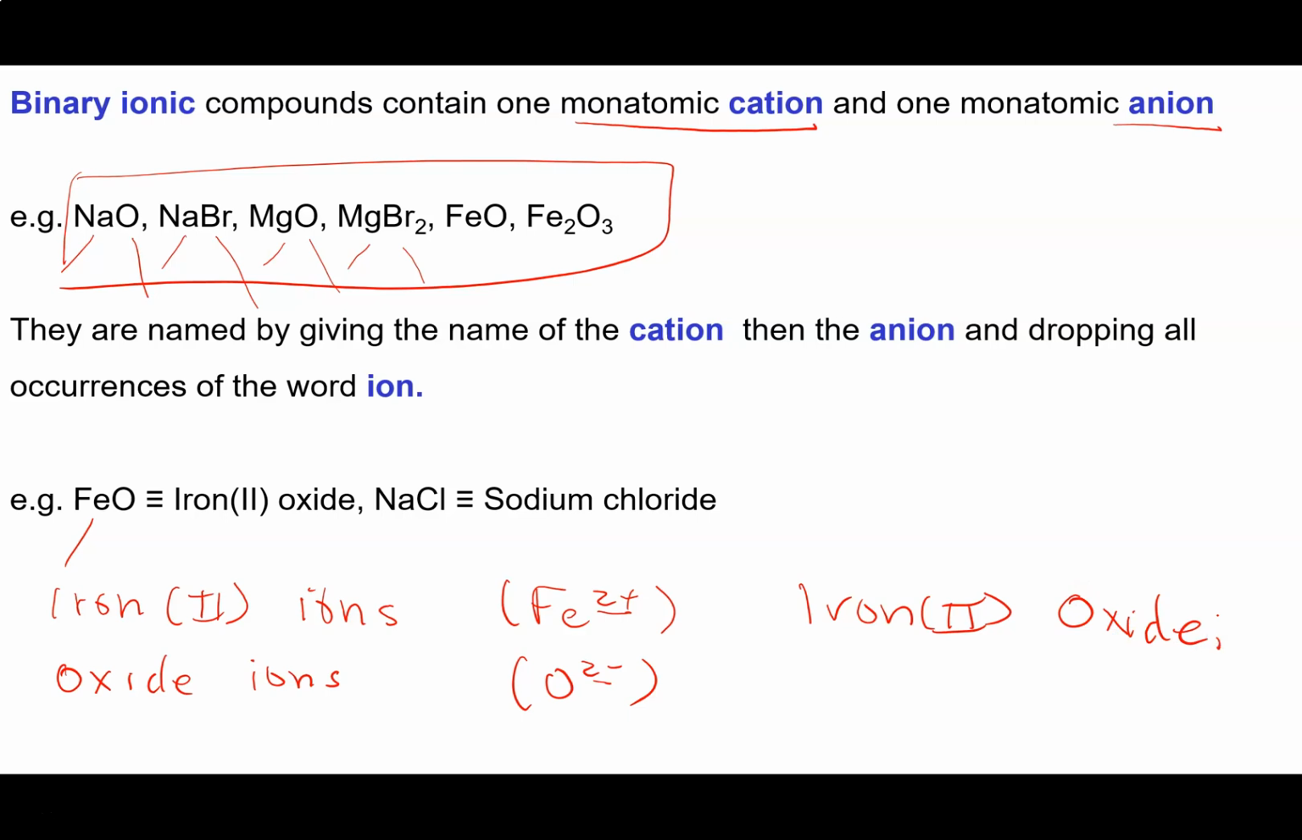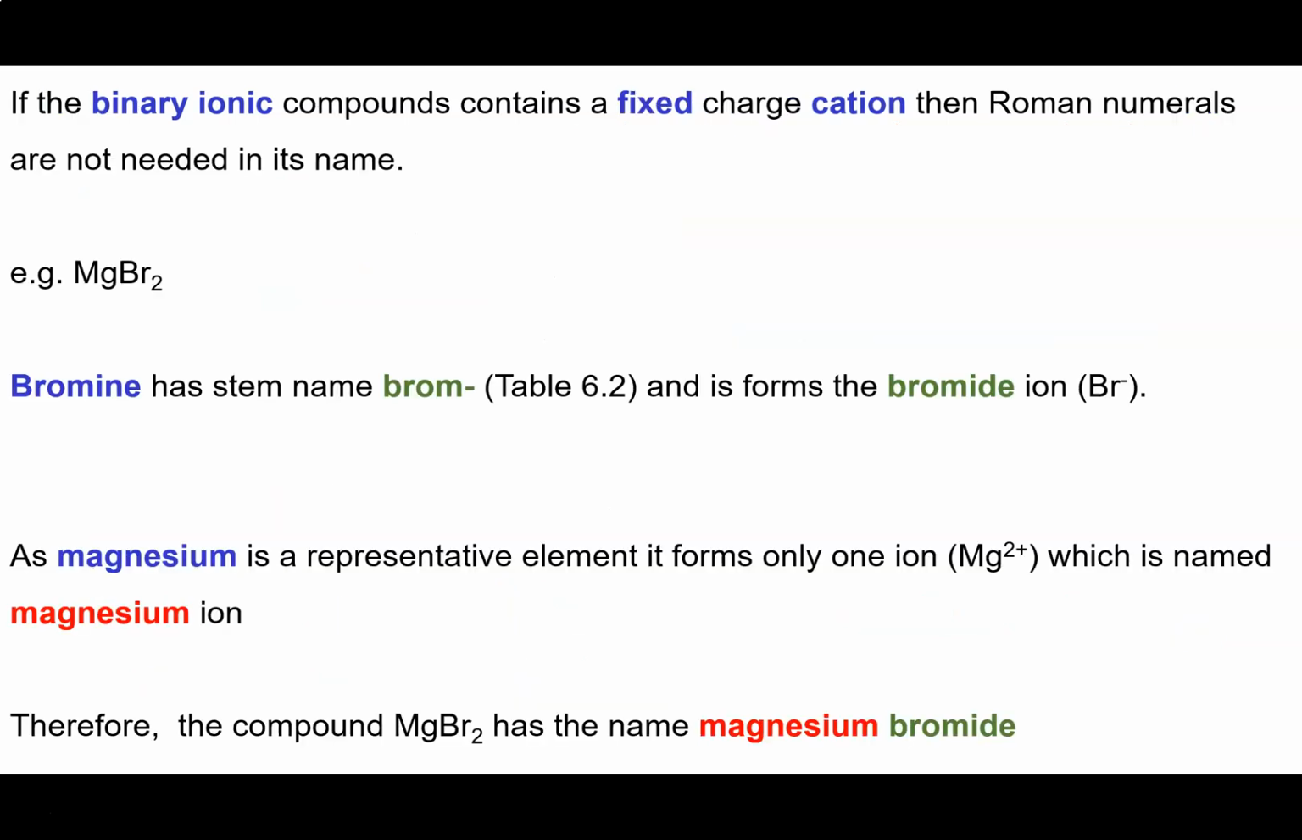Okay, so we've seen this before. It was just a brief review, so it's not too bad. The big thing here is just deciding whether your compound's name is going to need Roman numerals following the name for the cation, and we have some rules about that. It needs those Roman numerals if you have a variable charged cation. Now, if the binary ionic compound contains a fixed charged cation, Roman numerals are not needed in its name. This is a really important thing. People want to just give Roman numerals for everything.